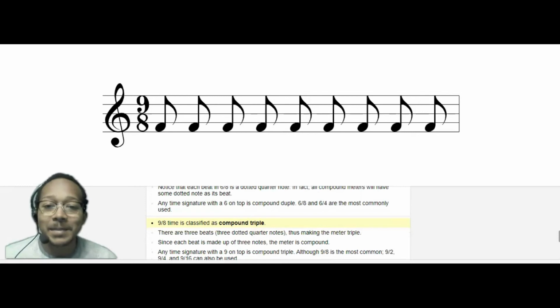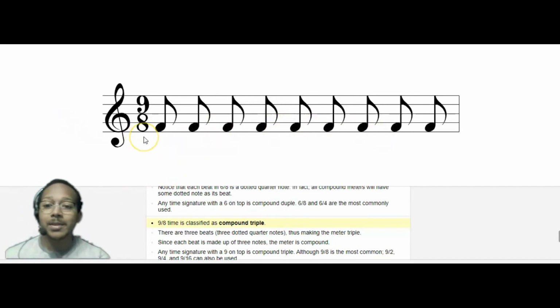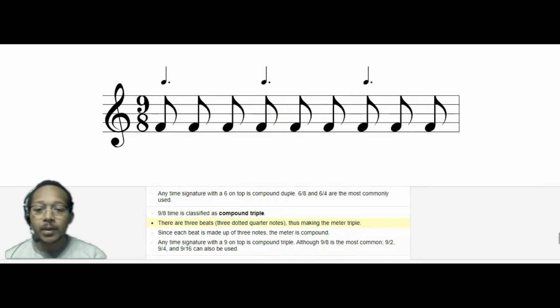Here is our next time signature. It is 9/8. The 9 on the top tells us there are going to be 9 beats in the measure, and the 8 on the bottom tells us that there will be 8th notes that get 1 beat of sound. The time signature of 9/8 is classified as compound triple. It is triple because we have 3 dotted quarter notes, making us a triple meter. 1 dotted quarter note, 2 dotted quarter notes, and a 3rd dotted quarter note.